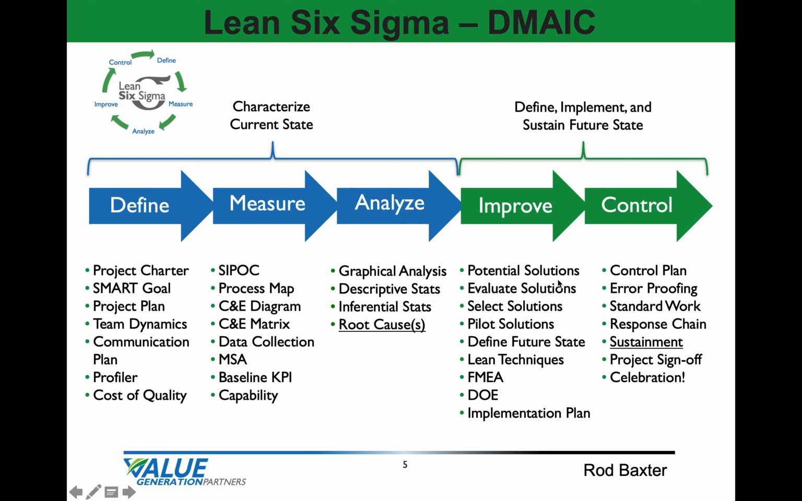In the improve phase, we'll look at potential solutions. We'll evaluate, select, and pilot those solutions. We'll define what the future state should look like. We'll implement lean techniques. We'll utilize failure modes and effects analysis, possibly design of experiments. We'll have an implementation plan. In the control phase, we'll have our control plan, and we may use error proofing or standard work. We'll ensure that there's sustainment of the improvement. We'll have project sign-off and celebration.